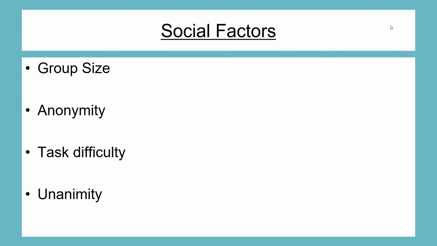The final social factor is unanimity. And unanimity is when every single person around you is doing something. So this is what Asch originally investigated. And when unanimity is broken, when just one person is not following the crowd, conformity drops massively.